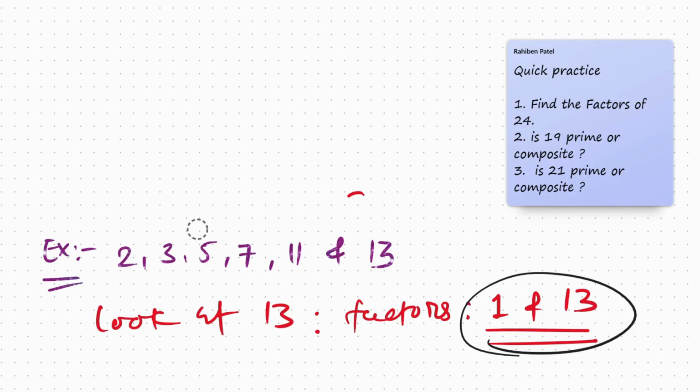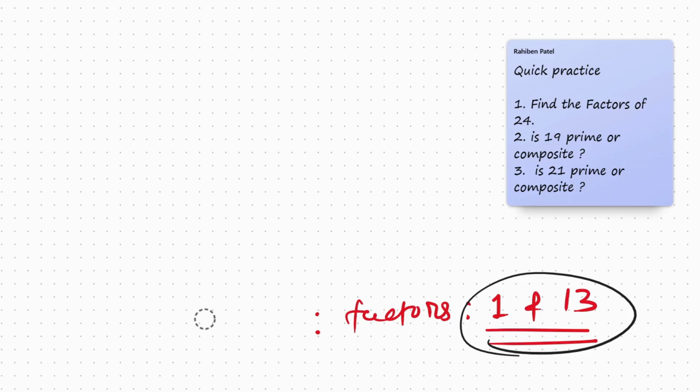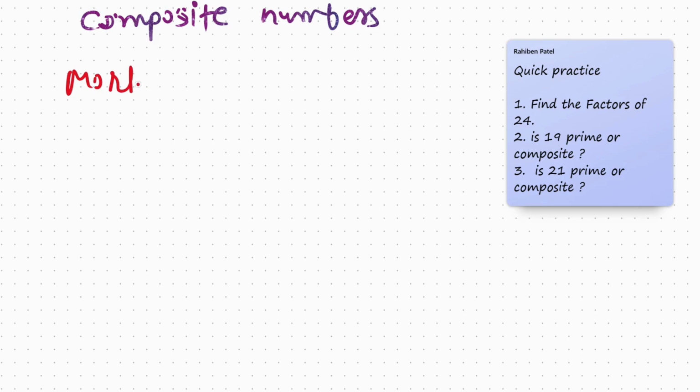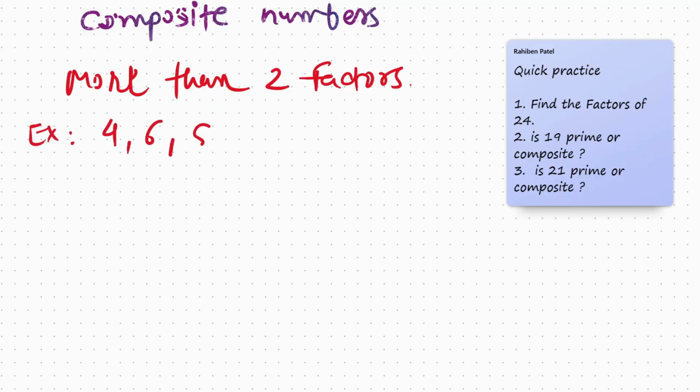Now, the next topic, composite numbers. Okay, so what is a composite number? A composite number has more than two factors, exactly opposite to a prime number. A prime number has only two factors, and a composite number has more than two factors. Now, let's look at an example. 4, 6, 8, 9, 10, and 12 are all composite numbers.